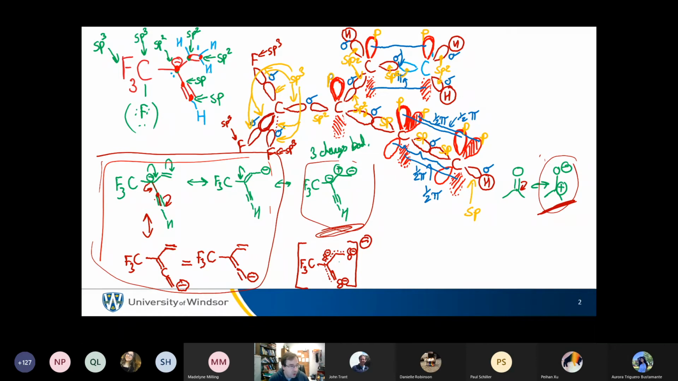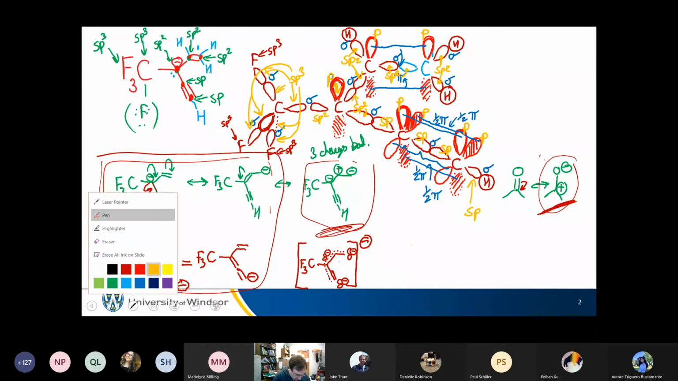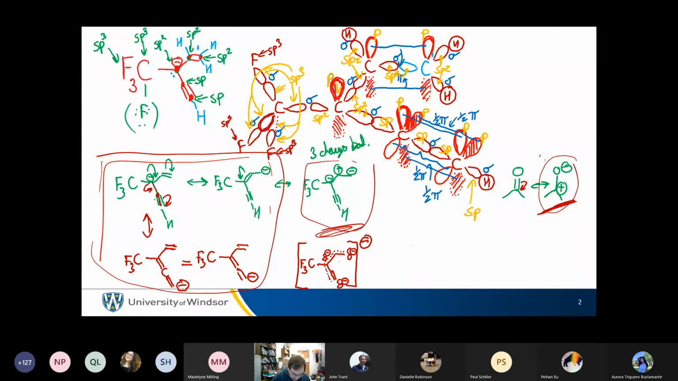Wait, so why is the lone pair in a p orbital? I remember doing a question a bit ago, and the lone pairs were in a hybridized orbital. Right, so the lone pair of the carbon is in a p orbital. That's what we're talking about there, right? Alan?